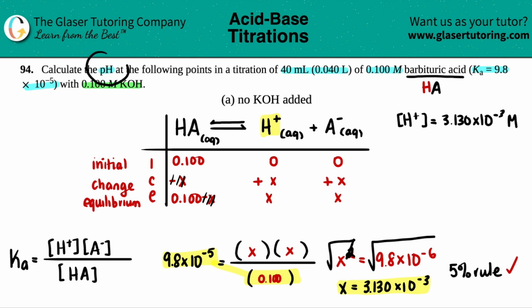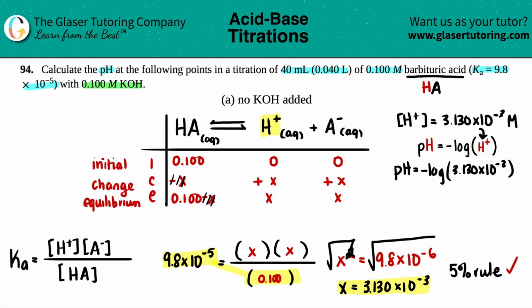And that's how we're going to get the pH, right? Because the pH formula, especially if we're dealing with acids, is this formula right here. It's just the pH equals the negative log of the H plus, and that's what this number is. So all I have to do is just plug it in. Negative log of 3.130 times 10 to the negative 3. And then we're going to come to our first answer.